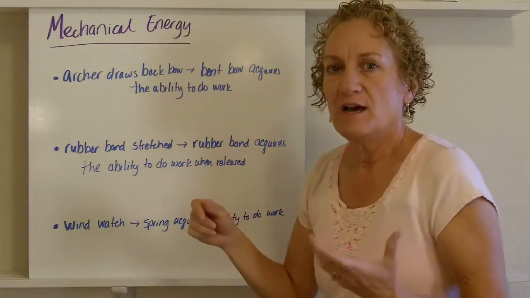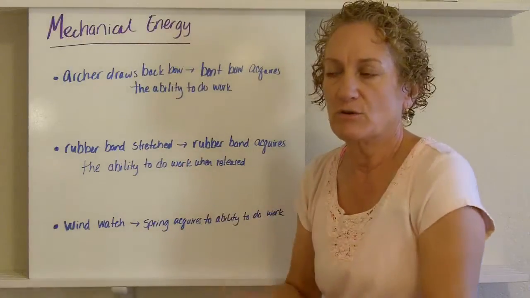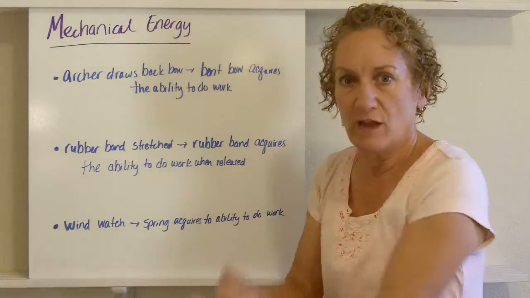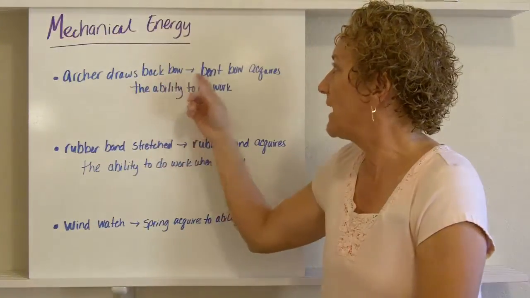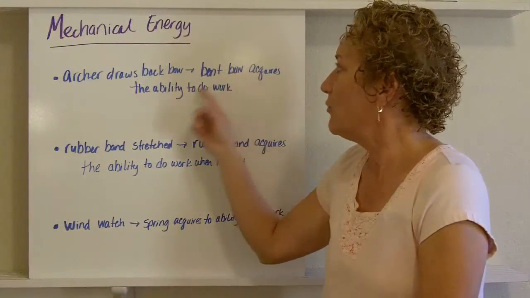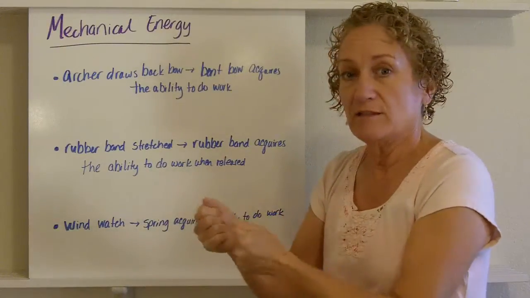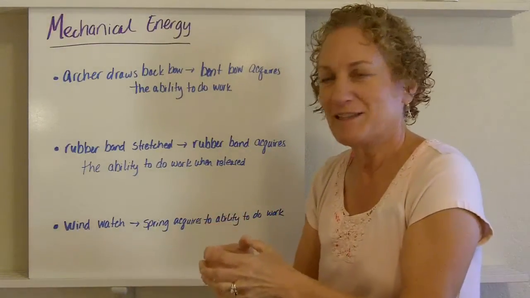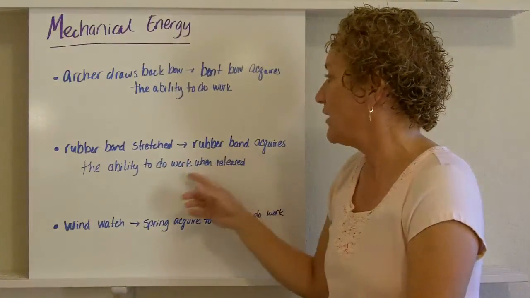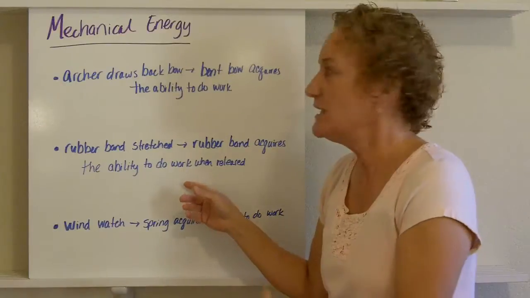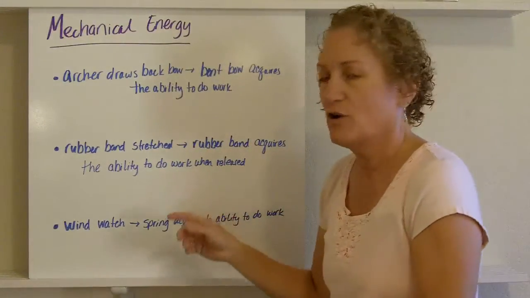An archer. We've used this example before, the movie Brave, where she uses her bow and arrow all the time, or the movie Hunger Games, where she uses a bow and arrow. If the archer draws the bow back, the bent bow acquires the ability to do work. Okay? Rubber bands. We're all really fond of rubber bands, aren't we? If a rubber band is stretched, the rubber band acquires the ability to do work when released. Are we seeing a pattern here? Acquires the ability to do work.